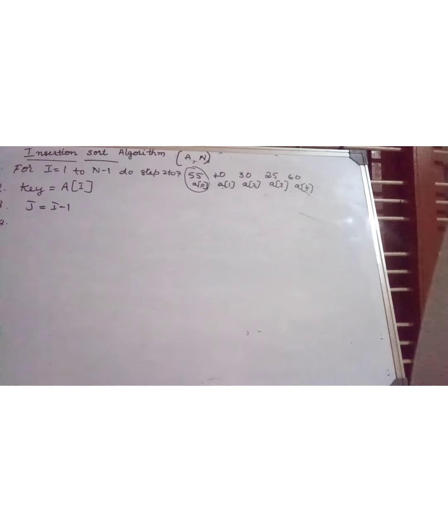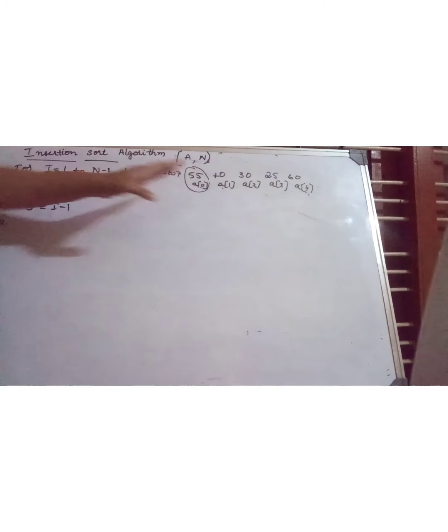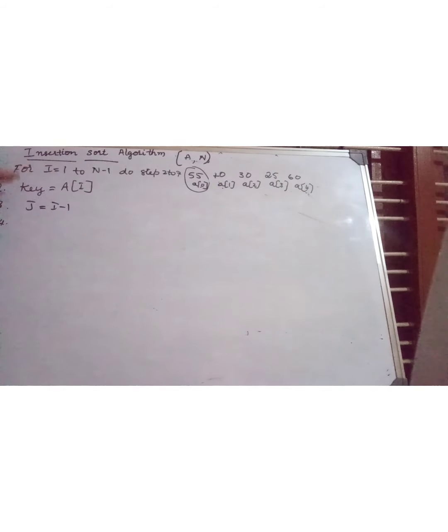See girls, we have different types of algorithms for sorting. We have bubble sort, selection sort, quick sort, insertion sort, etc. But here what we are using is the insertion sort method. For the first step, for I equal to 1 to n minus 1, do steps 2 to 7. In this algorithm, we consider the first element as the key element.